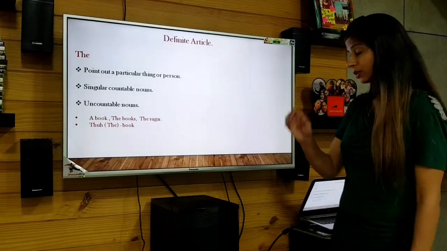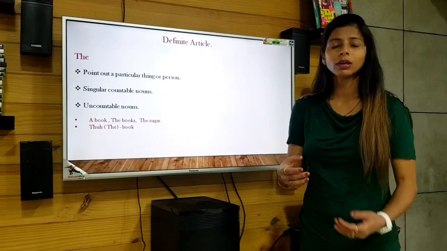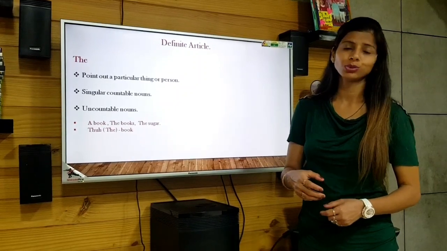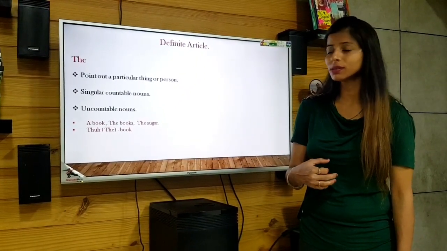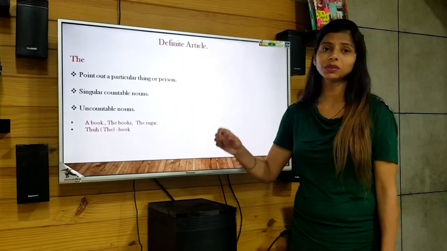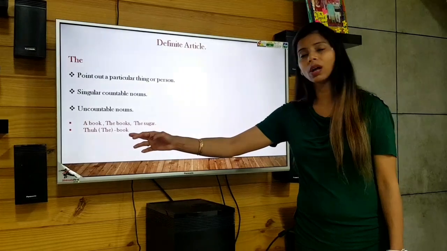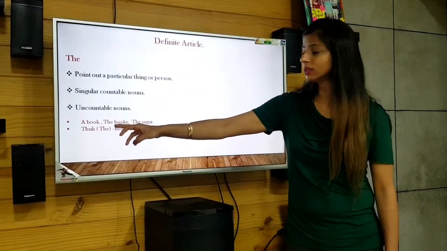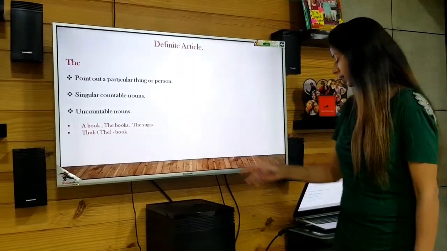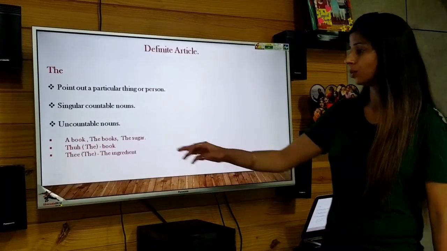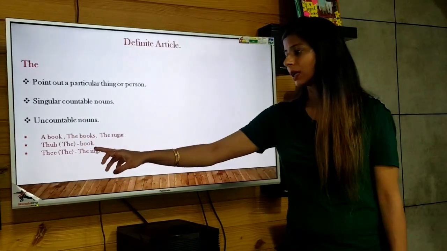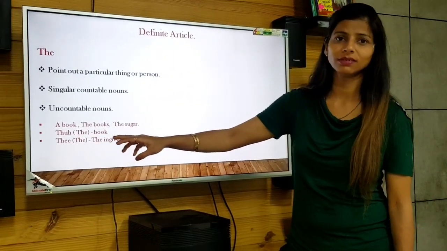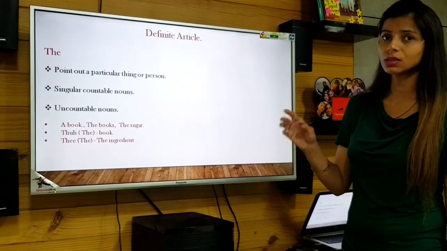So next, I would like to mention that you must have observed some people speaking "the" as "thuh" and somewhere they are speaking it as "thee". So what is the difference between these two pronunciations? Actually the difference is of the word following it, the noun following it. If the noun following it starts with a consonant sound, then the pronunciation of "the" would be "thuh". And if the noun following it starts with a vowel sound, then the pronunciation of "the" would be "thee", right? So here is the difference between these two.